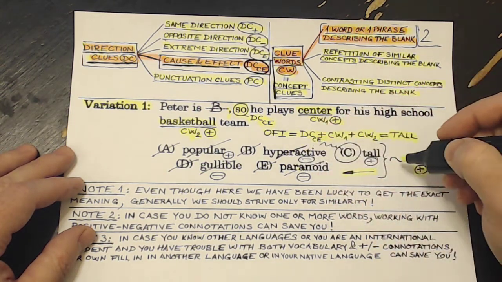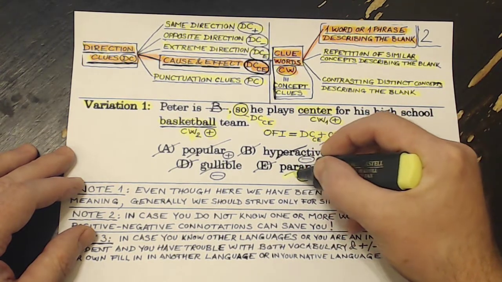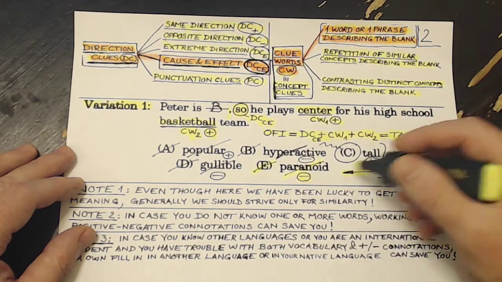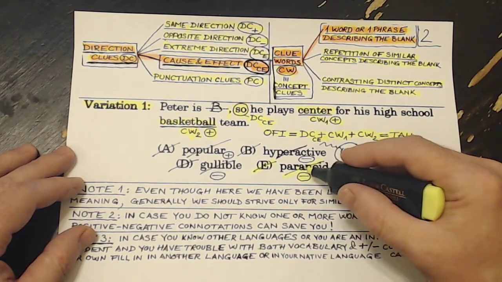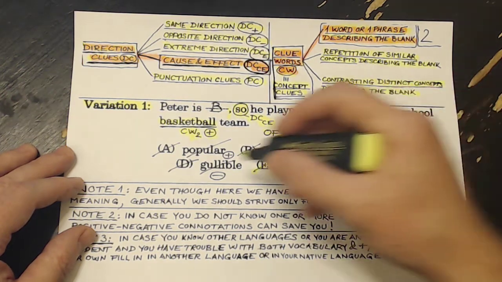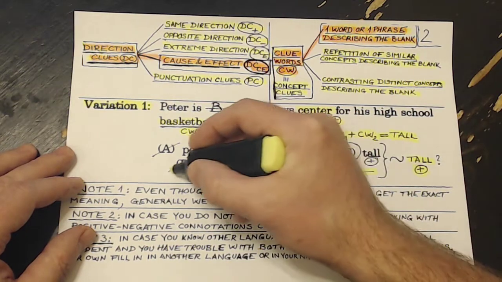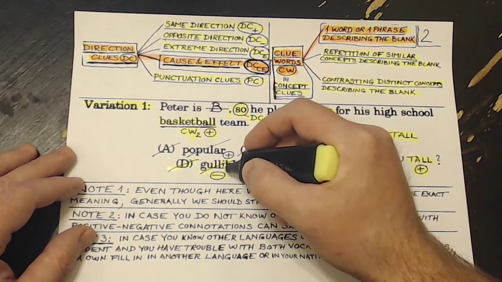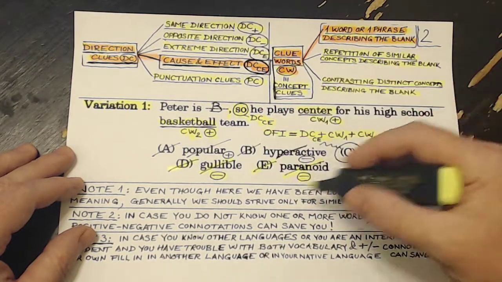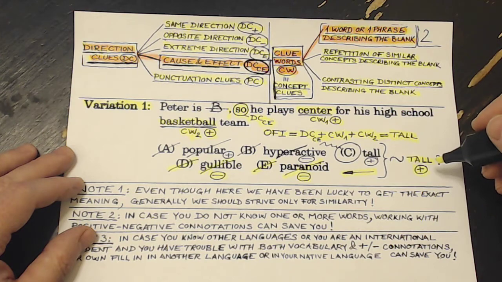So the word paranoid, first of all, it's a negative word, and I'm looking for something positive. So it's out for that reason alone. But if I happen to know what paranoid means, then I would know also that paranoid has a different meaning than tall. So for another reason, it's also out. Let's consider gullible, it's also a negative sounding word. So again, it's out for that reason alone. But if I happen to know what gullible means, then I know that gullible is not tall. So again, it's out based on the meaning.